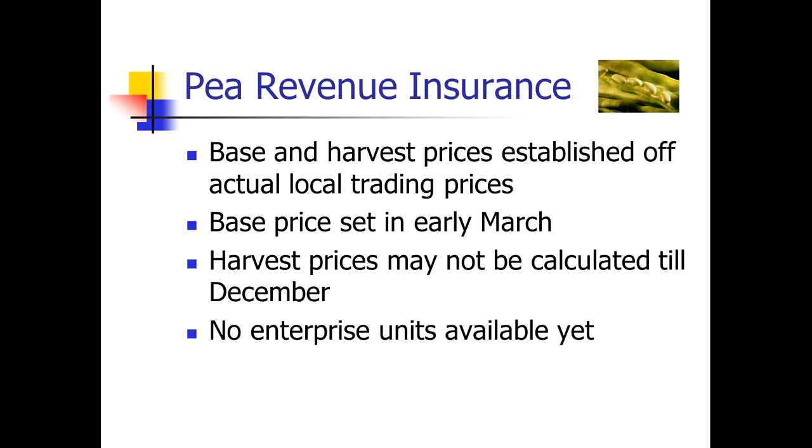The base price is set in early March, which it just happened here. Then the harvest prices probably won't be calculated until December, because instead of using a futures market for this, they're actually using local elevator trades kind of averaged throughout the nation to come up with a price for all the field pea products. So instead of having a futures market that averages even before we're harvesting, kind of like we do on wheat and barley, canola, the only way for them to really get a good grip on what happened as far as your sales at the elevator is to call around to all the places and get their settlements. So that's why it's going to take longer to get your harvest price on this crop. There's no enterprise units available yet on peas. Hopefully that comes here in the near future.